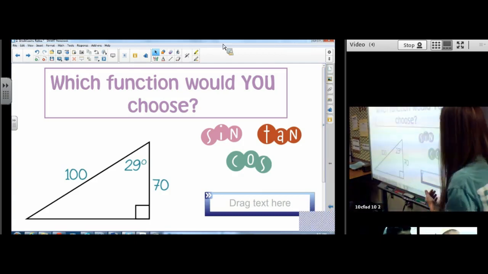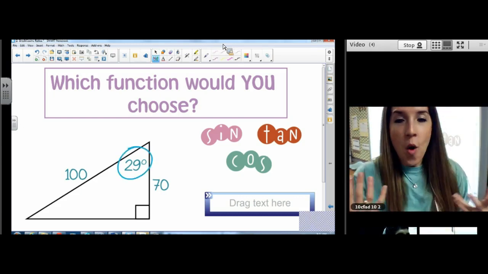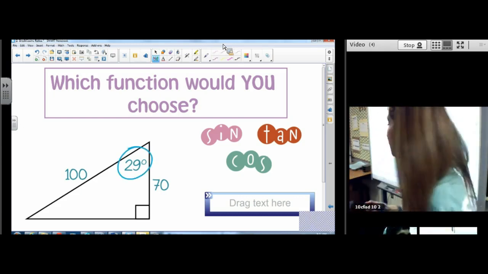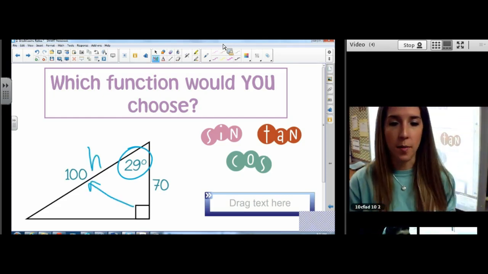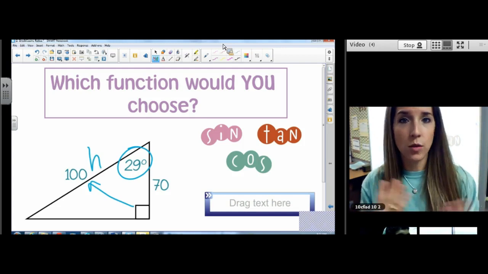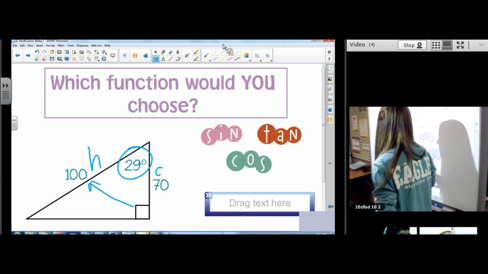Here's what you do. You circle the angle. Then you label what you have. 100 is the hypotenuse. It is nothing else. It is the hypotenuse because it's across from the right angle. What is 70? Is it opposite or is it adjacent? 70 is next to the angle. It's touching the angle, so it's adjacent.